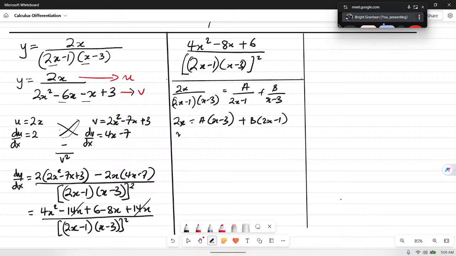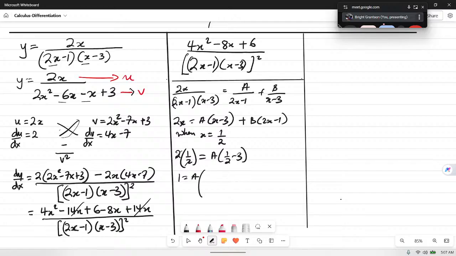So let's say when x is 1 over 2, right? So it means 2 times 1 over 2 becomes A times (1 over 2 minus 3). When you put 1 over 2 here, you get 0 because 2 times 1 over 2 minus 1 is 1 minus 1, which is 0, affecting the B. That eliminates the B. Are we okay?